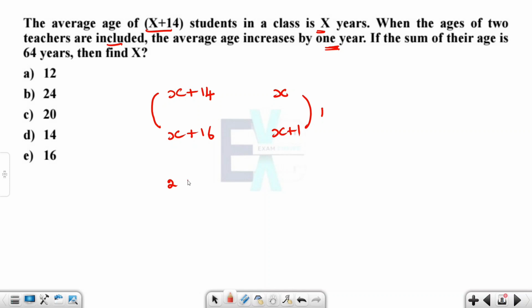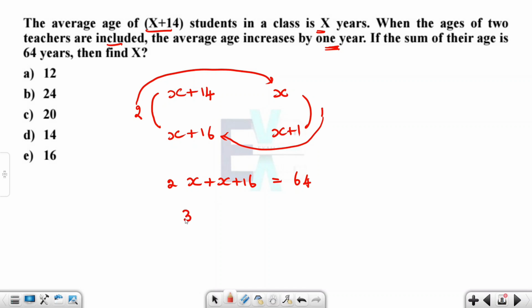So how can we write it? 2x plus x plus 16 is equal to, what is the sum of their ages, which is 64. See why it is 2x and x plus 16. What I did is I just multiplied this 2 with this x, and 1 with this x plus 16. Okay, this is actually a shortcut.